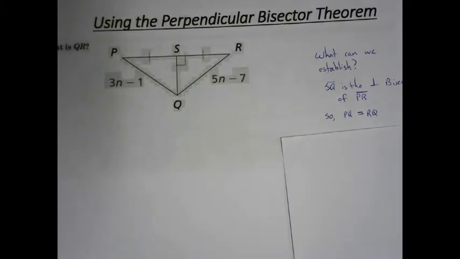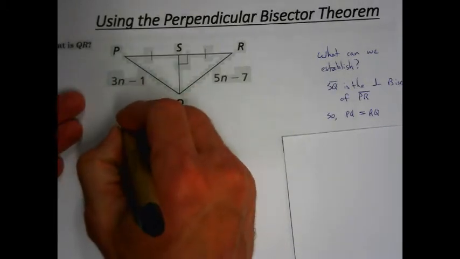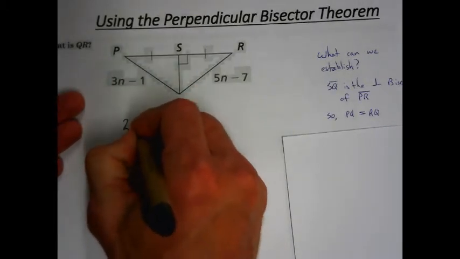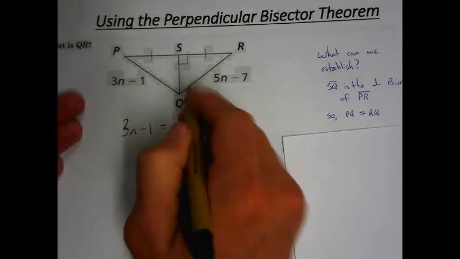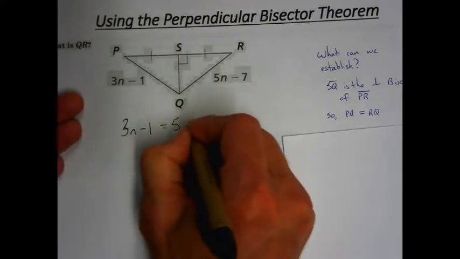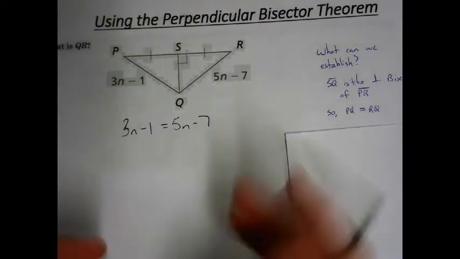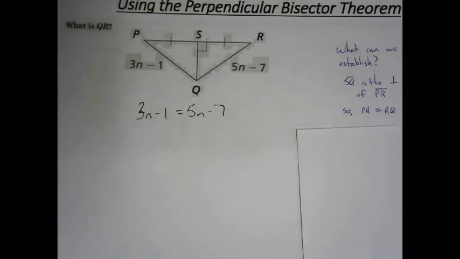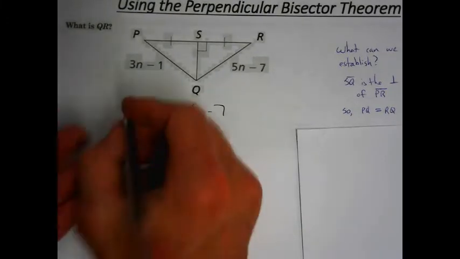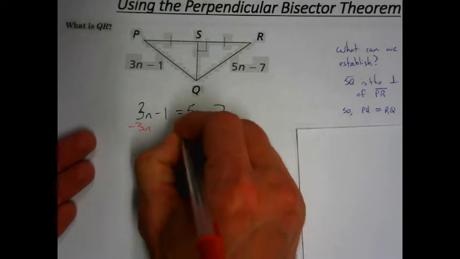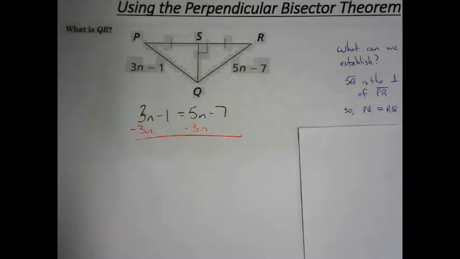So we can now set up an equation. This is equal to that. Right? So 3n minus 1 is equal to 5n minus 7, and let the algebra begin. Now, in a case like this, where you can choose to undo variables or ones, I like to undo variables first. That's my first order of business. And in this case, be careful.